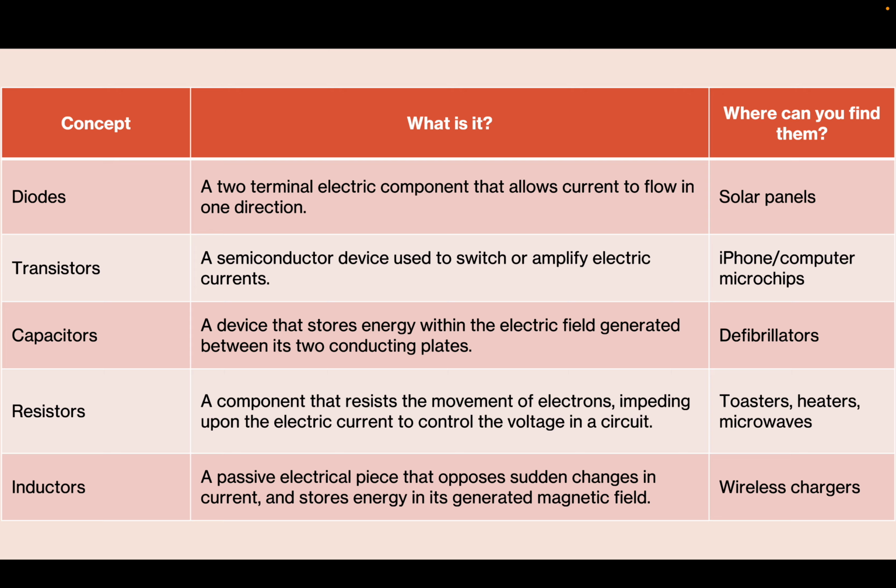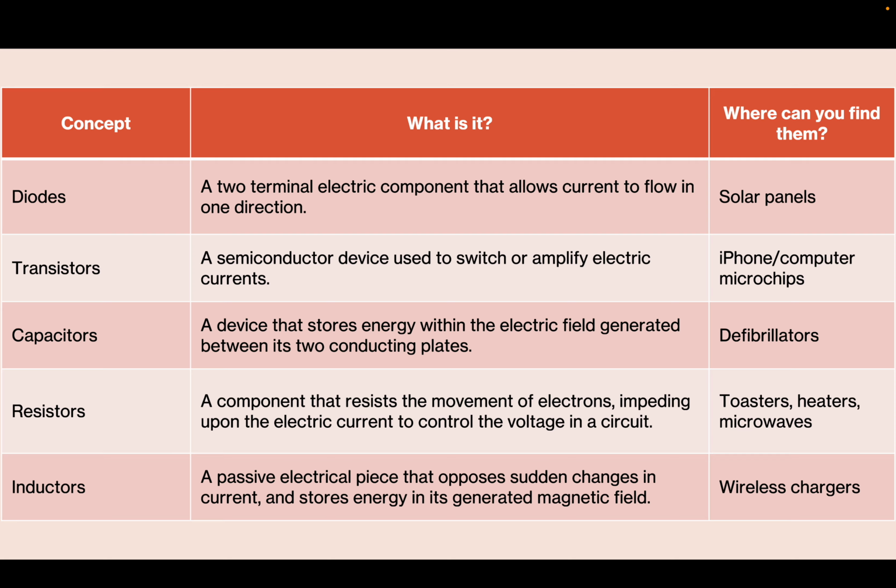Resistors are a component that resists the movement of electrons, impeding the electric current to control the voltage in a circuit. And we see these in toasters and heaters and microwaves, and that's because the electrical resistance converts electricity into heat. And finally, inductors.